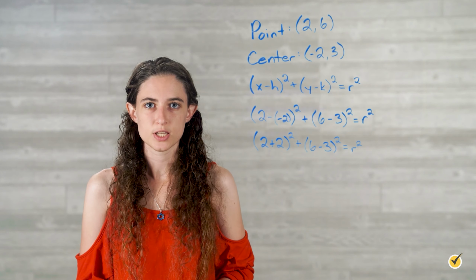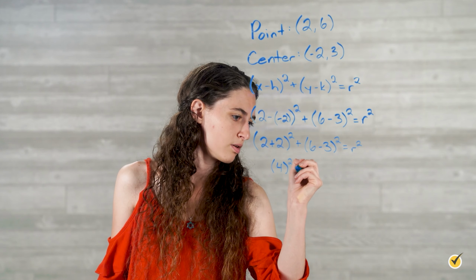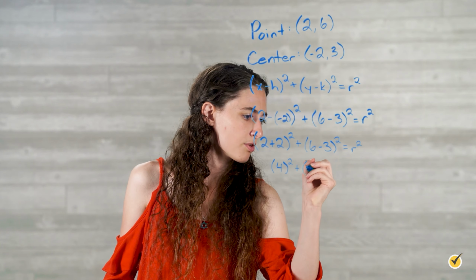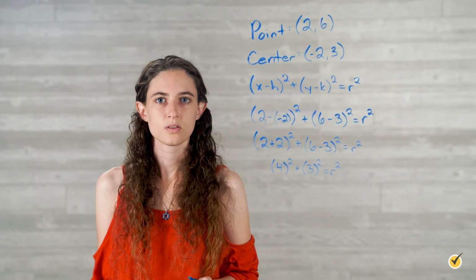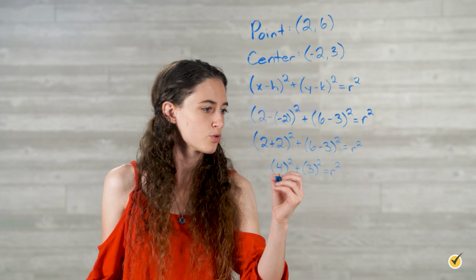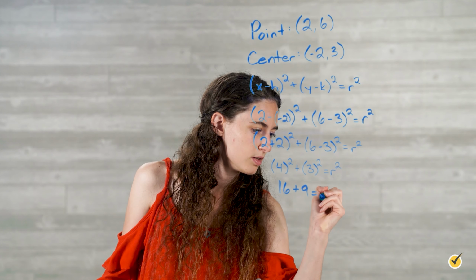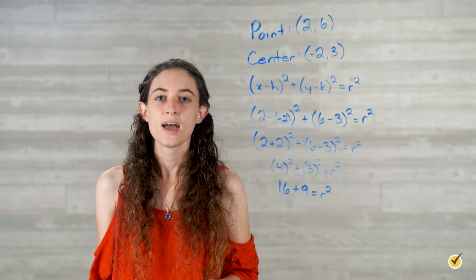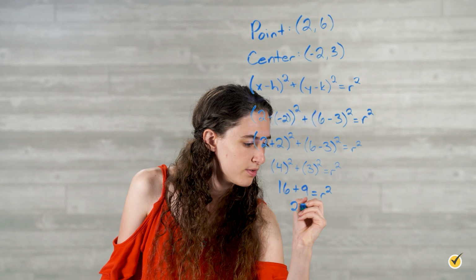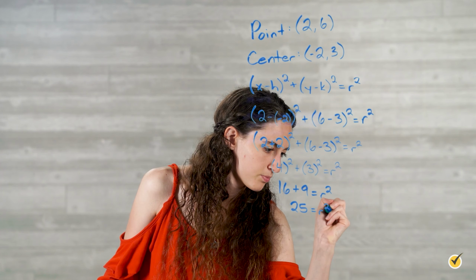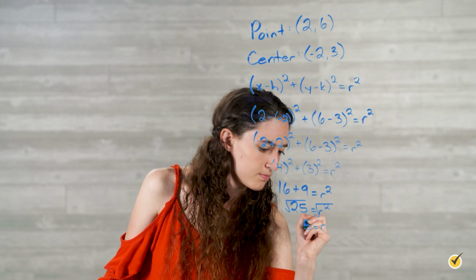Then we evaluate what's in each set of parentheses. 2 plus 2 equals 4. So we have 4 squared plus 6 minus 3 is 3, 3 squared equals r squared. We apply our exponents. 4 squared is 16. 3 squared is 9, equals r squared. And then we're going to add them and solve for r. So 16 plus 9 is 25 equals r squared. We'll square root both sides and get that r is equal to 5.